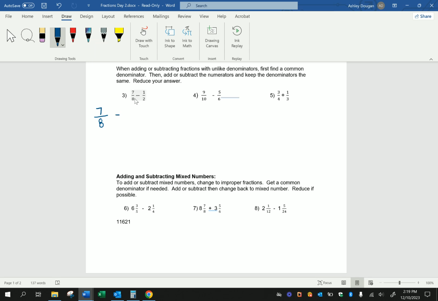Now this 1/2, I still have a 2 on the bottom. It's not an 8. So I need to think, what can I multiply 2 by that would give me 8? 2 times what gives me 8? And that would be 4. Once I find that, I'm going to multiply the top and bottom by 4. I want 8 to be on the bottom. The only way to get 8 to be on the bottom is to multiply it by 4. If I multiply it by 4 on the bottom, I have to also multiply it by 4 on the top. That gives me 7/8 minus 4/8. Now I have my denominators the same, which means I can subtract the top, keep the bottom the same.